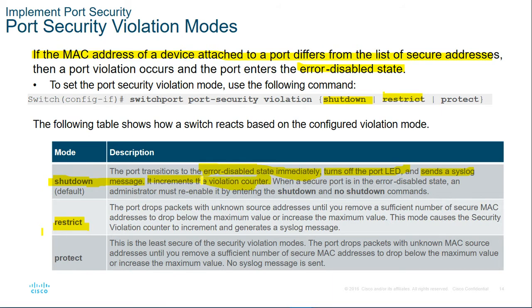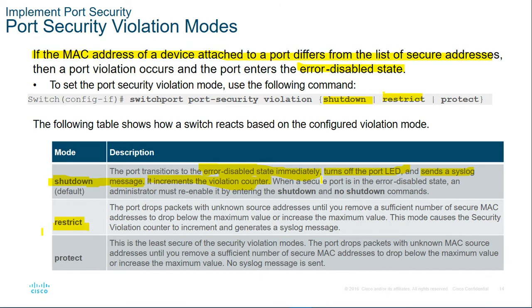It also counts how many times the violation occurred. So the shutdown option, first, immediately disables the port if a violation occurs. Second, it will turn off the port LED. Third, it will send the syslog message, registering at what time, what date, and what MAC address the device that performed the attack had. And fourth, it will increment the violation counter, counting how many times you tried to access the interface.